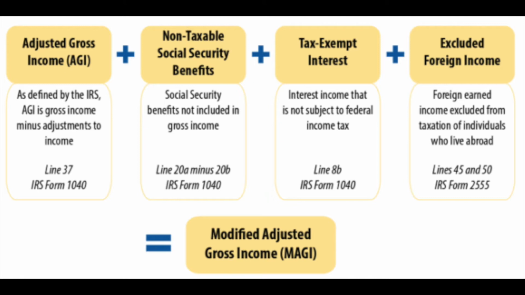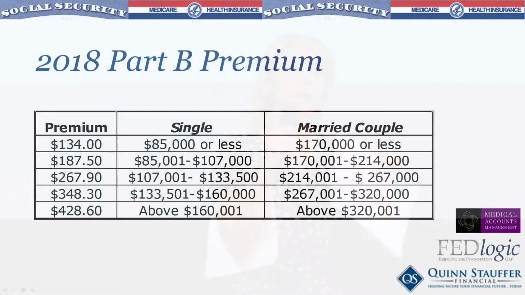And then you have to add in tax-exempt interest. That's line 8B on the 1040 form. And then if you have excluded foreign income, then you have to add that in. So those four figures are what you add up for your MAGI. And you get that number, and then you figure out if you're filing singly or jointly, and you look at the chart, and that is what your monthly premium is per person.